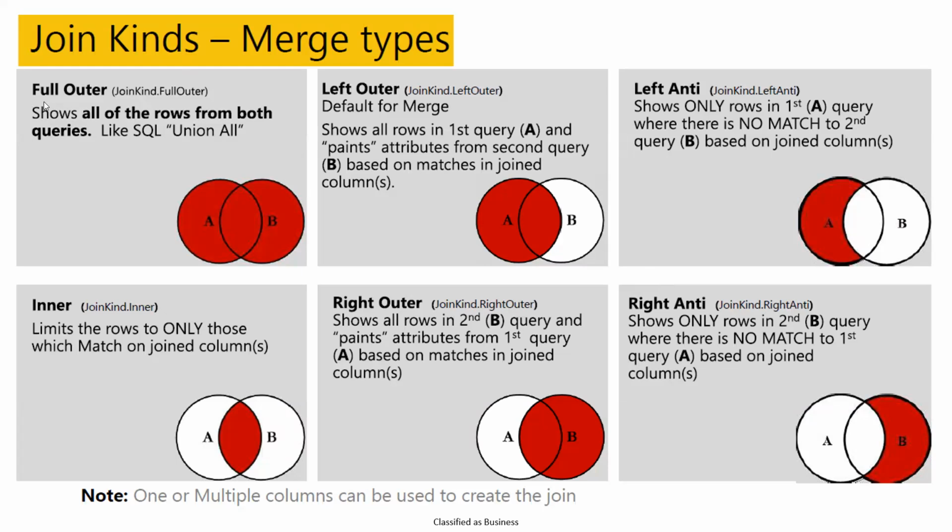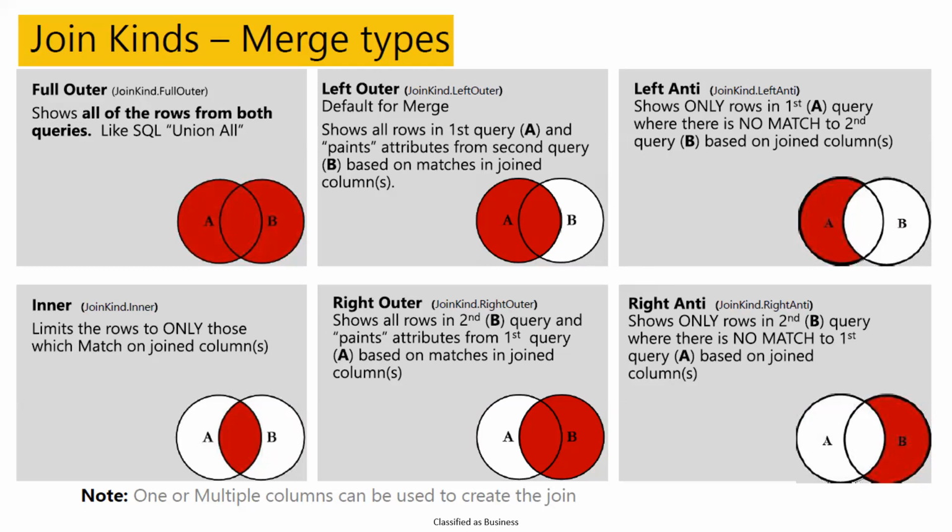Left outer join. Example, I want all the records from A table, matching data from B table. Only matching records from B table. Then I can make use of left outer join, which is the default join.